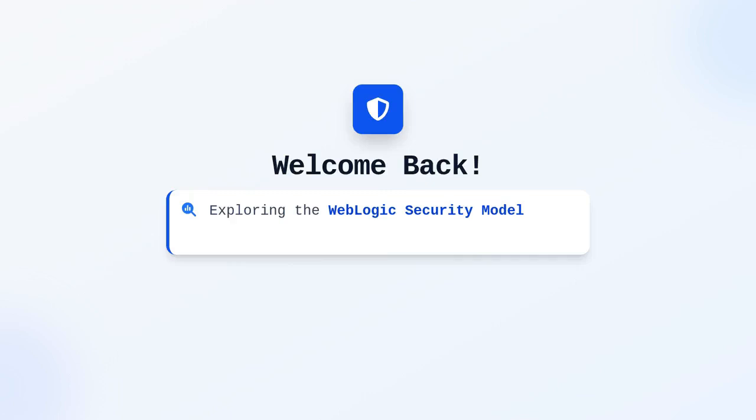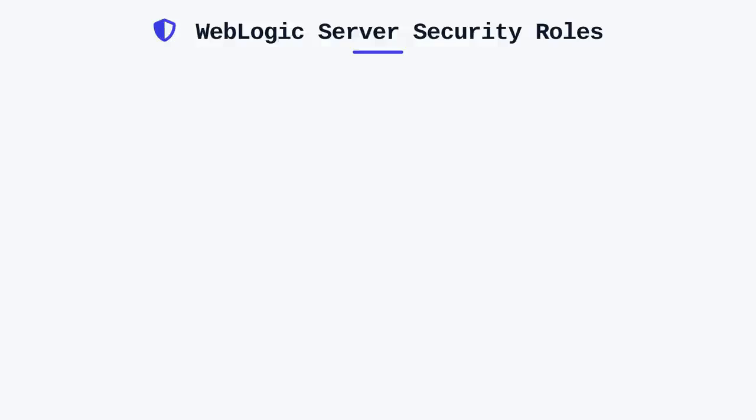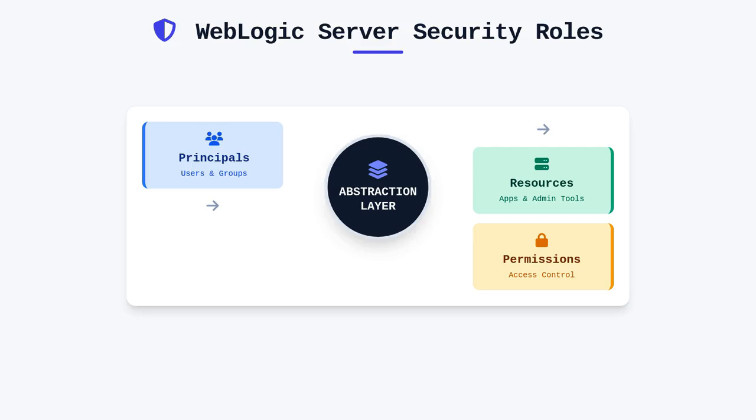Welcome back to our exploration of the WebLogic security model. Today, we're going to look into the configuration of security roles to manage access control across your domain. In WebLogic Server, security roles function as a layer of abstraction between the identities of your users and the resources they need to access. By assigning specific roles to users or groups, you create a flexible framework that determines what an actor is permitted to do within the container.